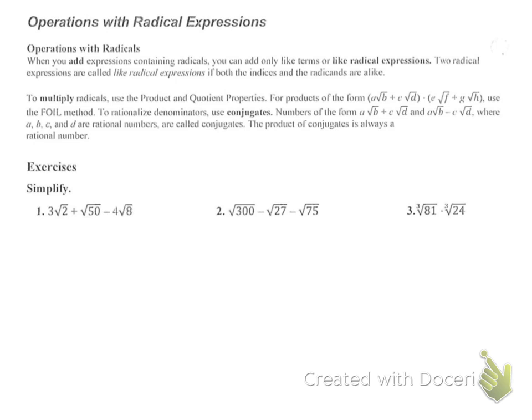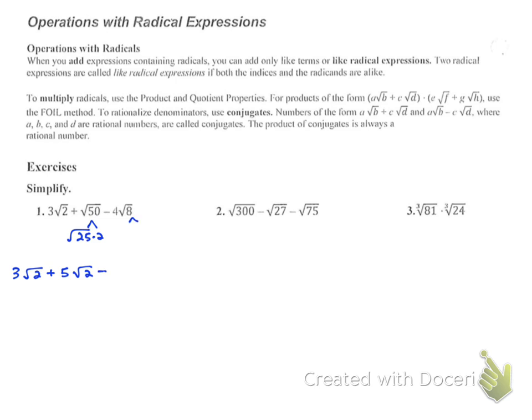So what we want to do here is simplify the radicals and then see if we can add them together or subtract them. So 3 square root of 2, that doesn't simplify any further. Square root of 50, its prime factors, we can do 25 and 2, and 25's a perfect square, so we can take out a 5. So I have 3 square root of 2 plus 5 square root of 2 minus.